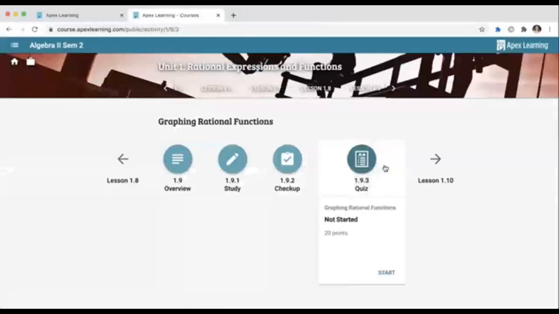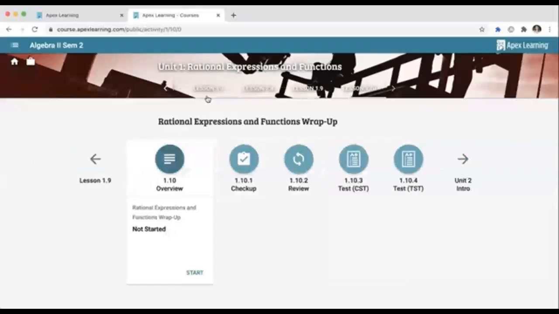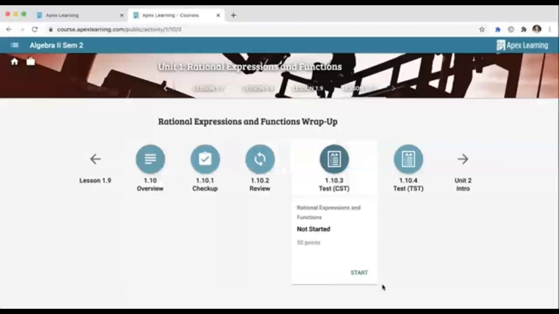Last thing, you have this quiz right here for 1.9. In class today, we covered 1.7, 1.8, and 1.9, so you are responsible for those quizzes. Additionally, what I would like you to do is take your Unit 1 CST. Today's got a little bit more homework than the last couple of days. You've got the quizzes for 1.7, 1.8, 1.9, and then once you've completed those, you have your Unit 1 test.